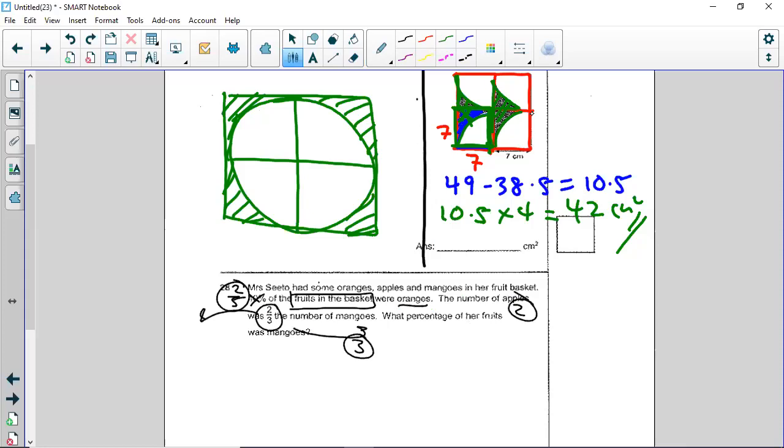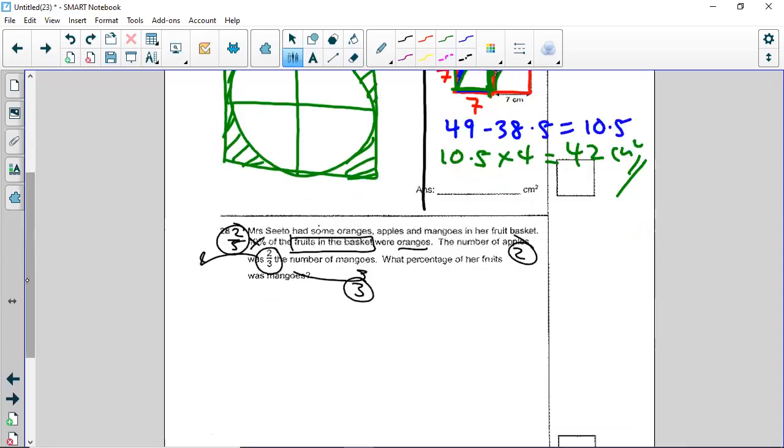You have 2 methods. What are the 2 methods? Model method or ratio method. So you choose which method you want. So let's use the ratio method. All right, so how do you use the ratio method? So 2/5 of all the fruits were oranges. So label 2. Okay, then where's your total? Your total must be 5.